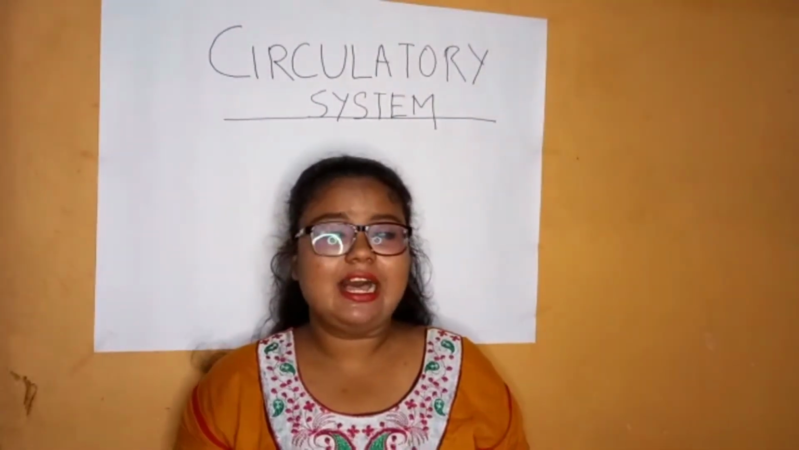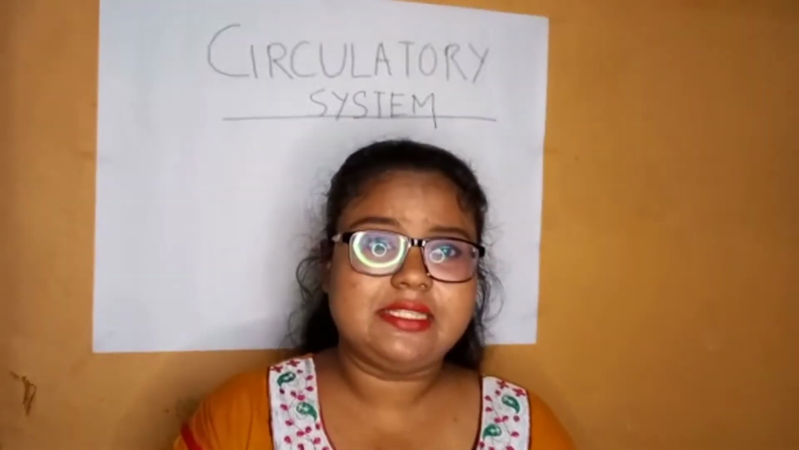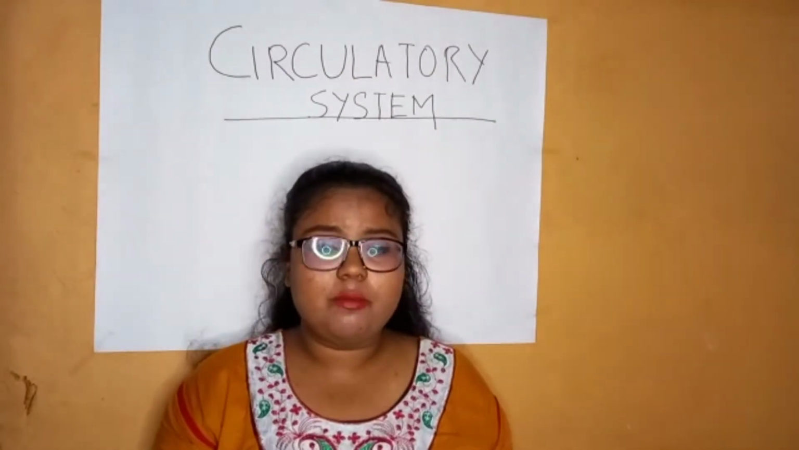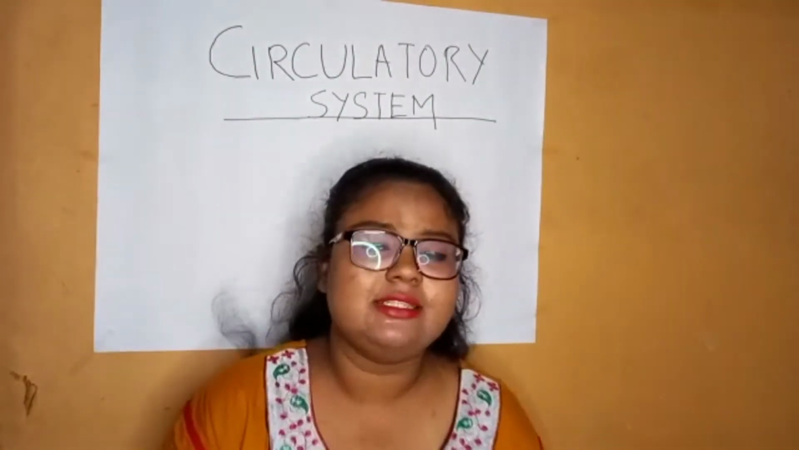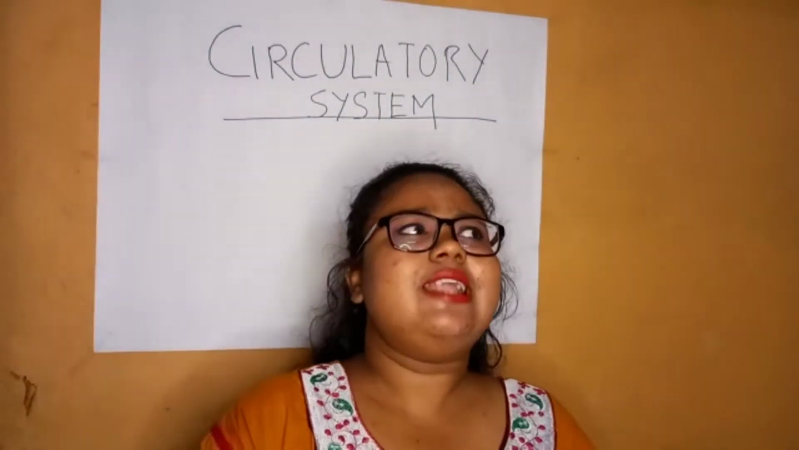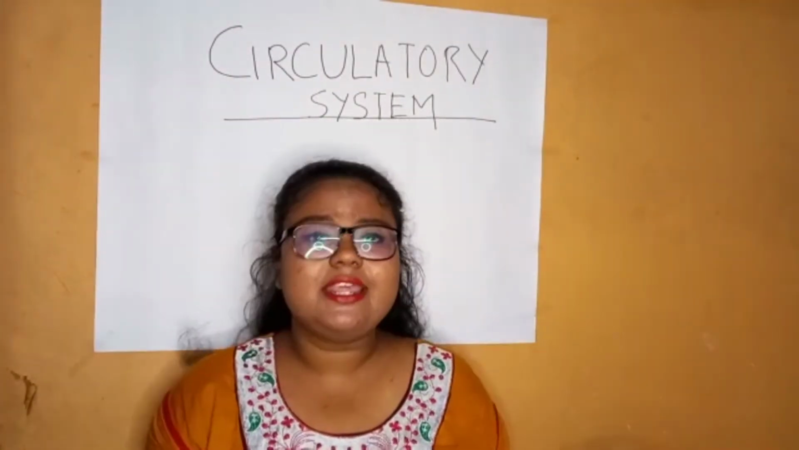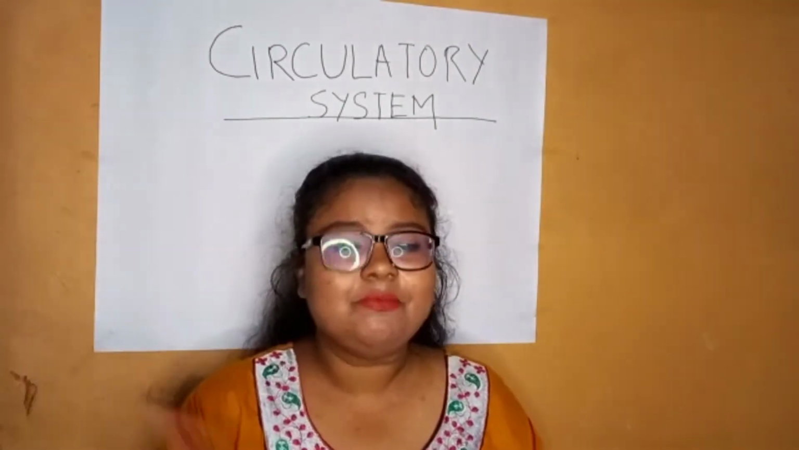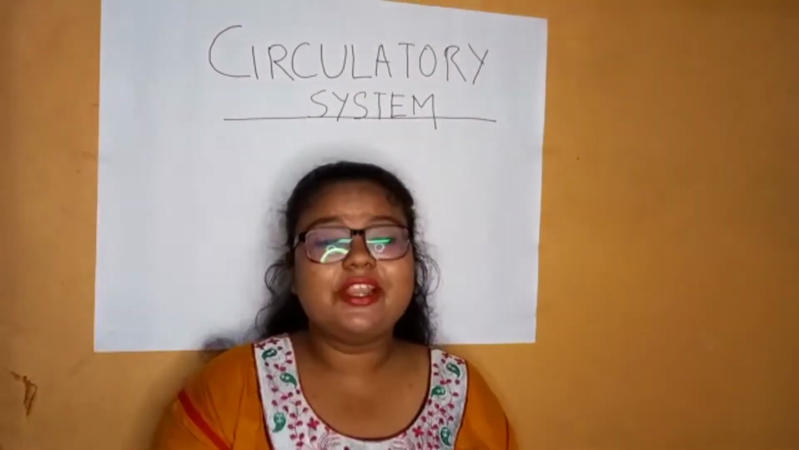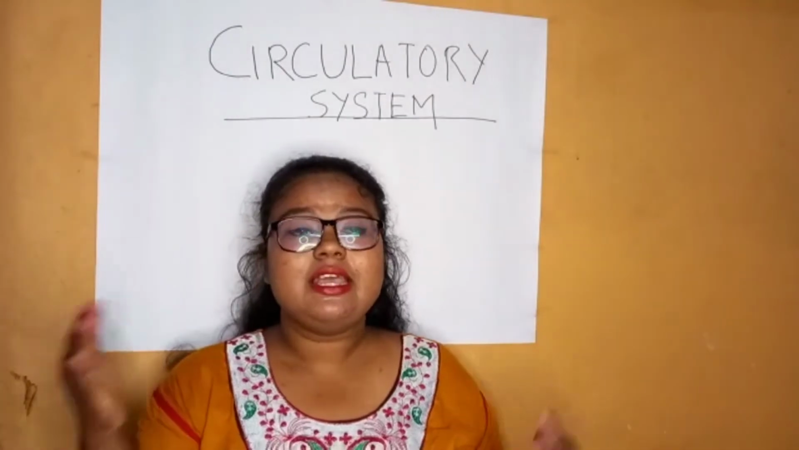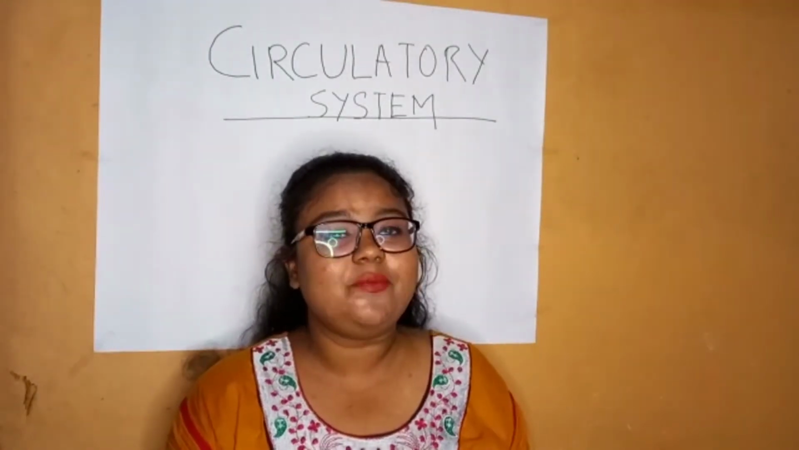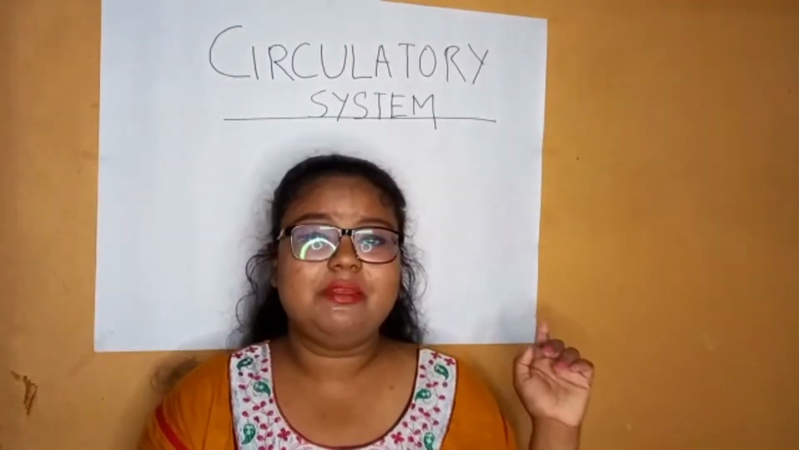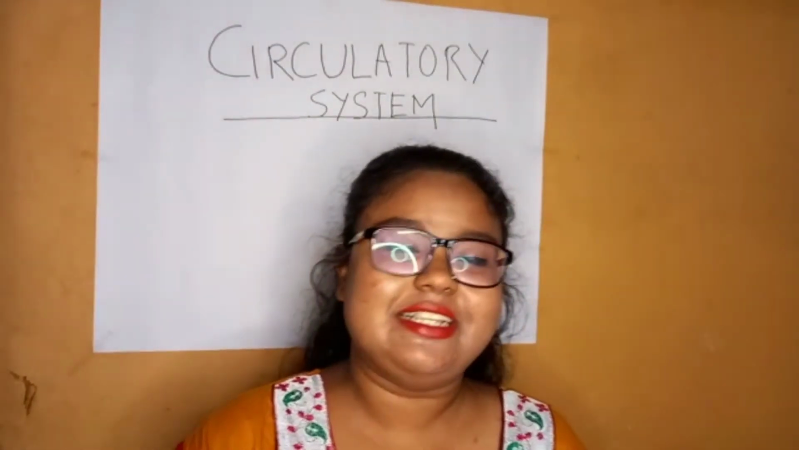We know that a human body has a number of organs, and a group of organs working together to perform a particular function is known as an organ system. We have many organ systems in our body, like the respiratory system, nervous system, circulatory system, digestive system, excretory system, skeletal system, and reproductive system. In this video, we'll be discussing the circulatory system.